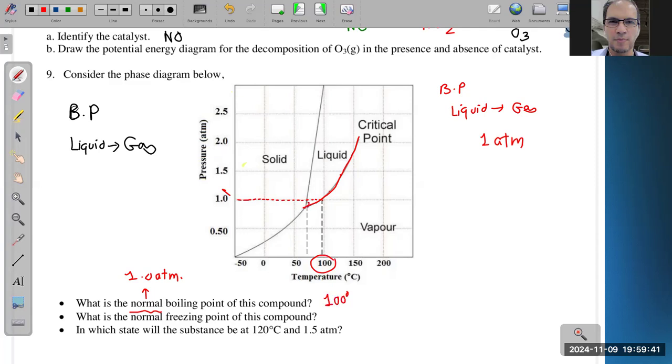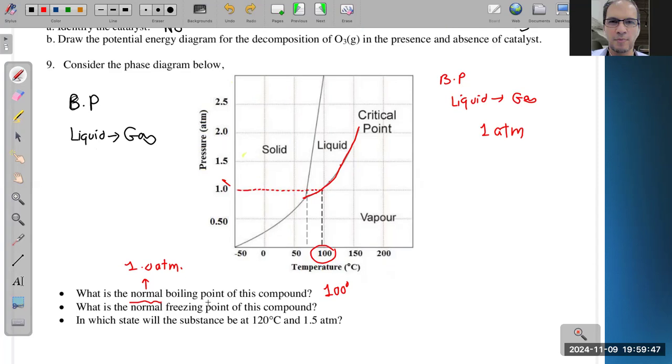Why, Mister, didn't you choose any point from the other points? I have to choose a point that's at 1 atmospheric pressure. Now, what is the normal freezing point? This time, Julian, I'm moving from what to what? Liquid to solid. Liquid to solid, good.